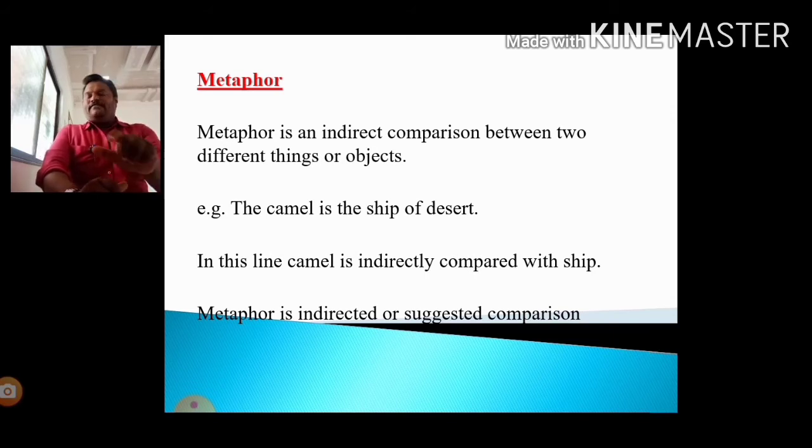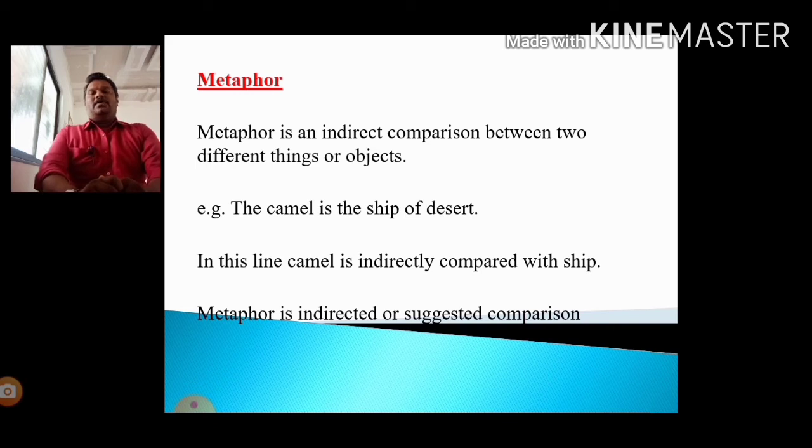Students, metaphor is quite opposite of simile. It means it is an indirect comparison. Indirect comparison between two different things or objects. For example, in simile what happens? A is like B. But in metaphor, A is B. It is a suggested or indirect comparison.